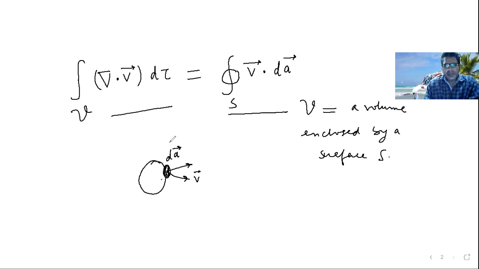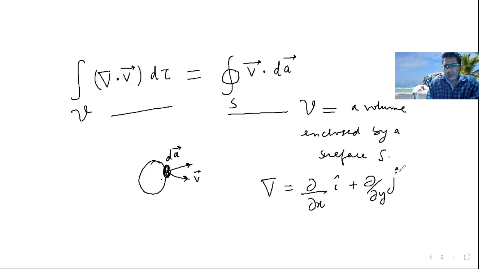Got it? And another thing I want to emphasize here, what is divergence? Divergence of any vector is a scalar, and how we define it, just a dot product. We know del we treat like a vector. It's a vector operator. It has components dou by dou x i cap plus dou by dou y j cap plus dou by dou z k cap, right?